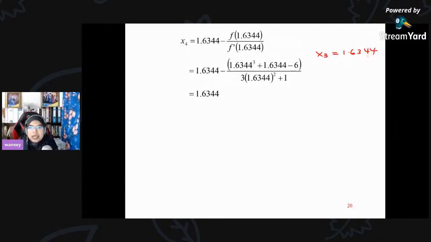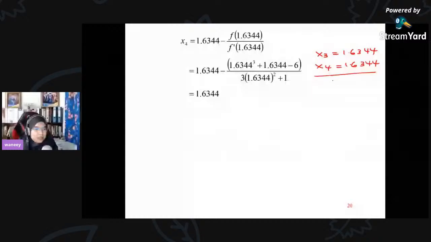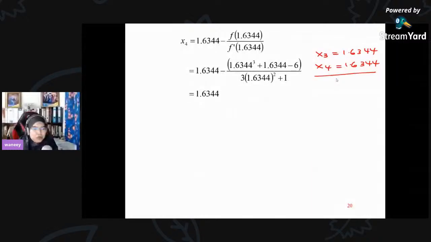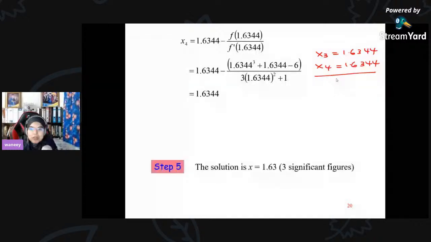x3 is 1.6344. x4 is also 1.6344. Then stop. So how to stop? Kalau dah dapat dua benda yang sama, stop. Okay, so now what we can do is that we can write down our conclusion for this. Then x equal to 1.63 to 3 significant figures.